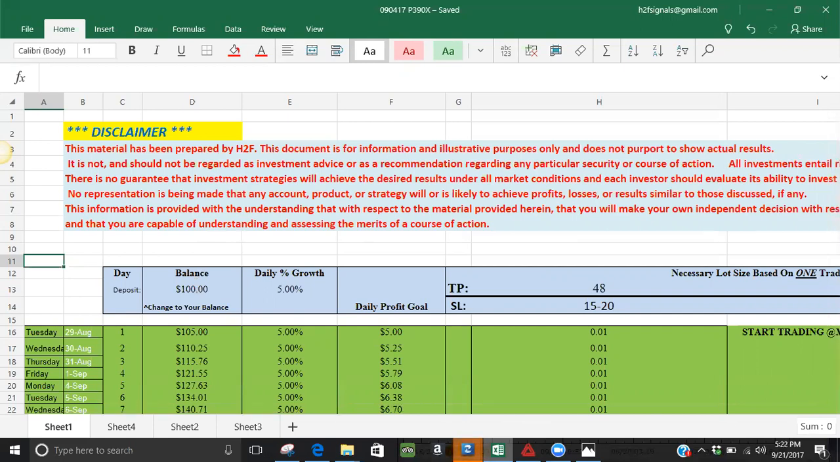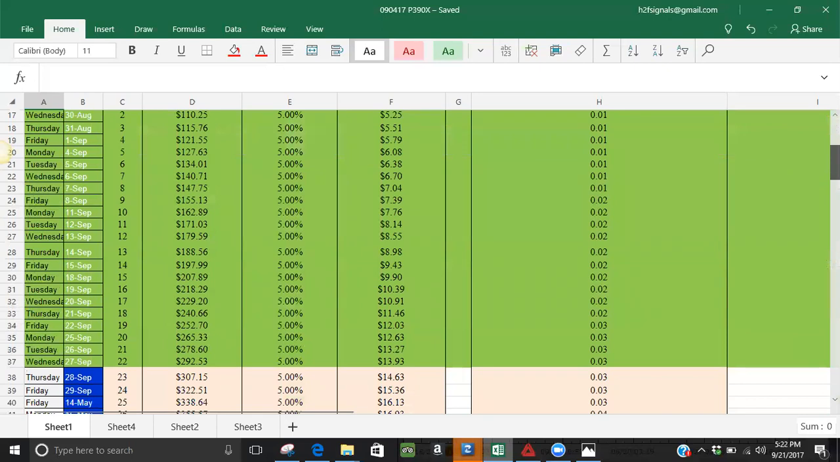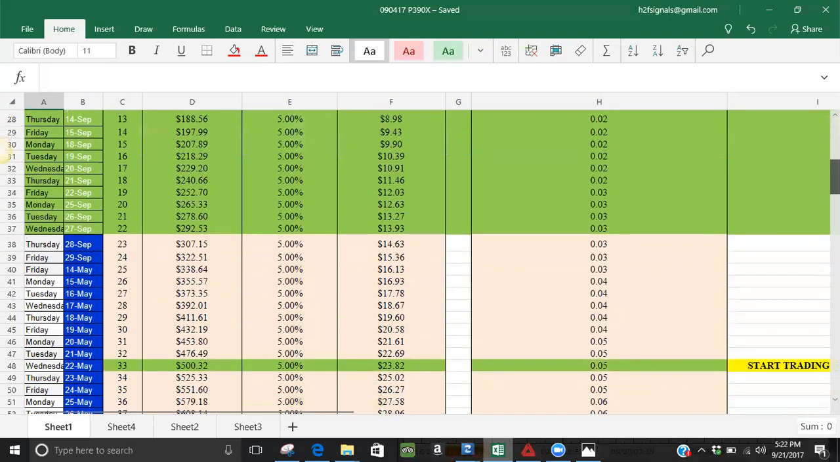But if you're starting with 500, 1,000, 2,000, 10,000, whatever you're starting with, you would simply type that in your balance right here, and this chart will automatically populate and let you know within a given amount of time where you should be, or estimated to be, as far as your balance is concerned, following this system and following the signals that we're giving out on the H2F signals channel. Or if you know how to trade, it still gives you an idea of where you should be following a system like this.